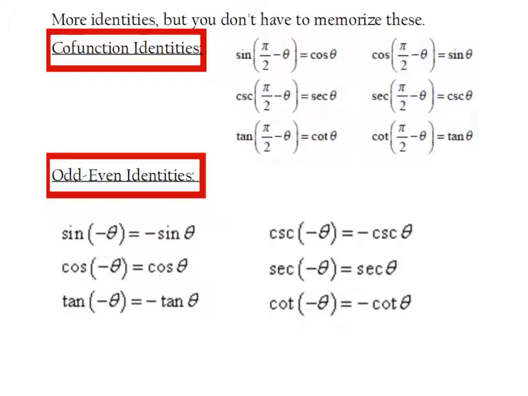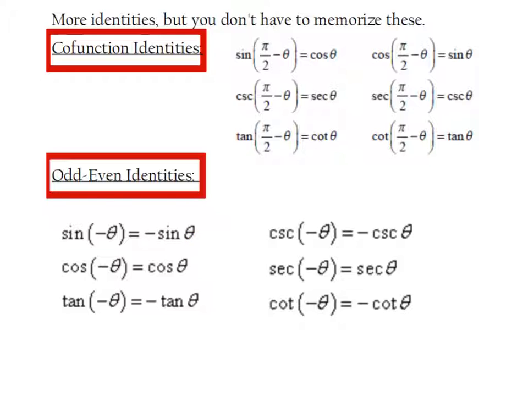Okay, so let's go to the odd and even identities. I always think this is kind of interesting to look at and kind of explain where this one's coming from. Did you know that if you take the sine of a negative angle, that it would be equal to the opposite of the sine of the positive angle?